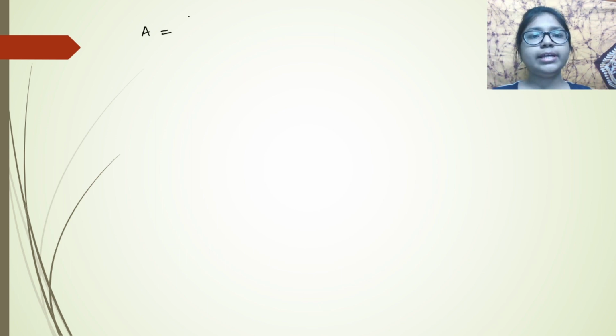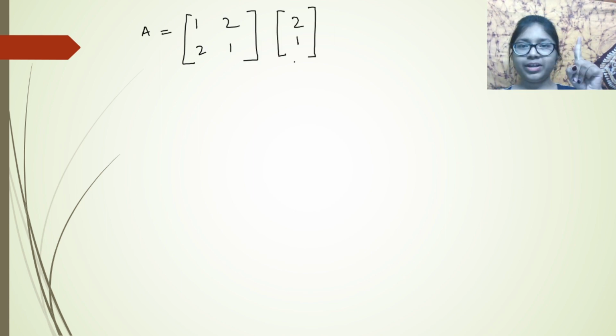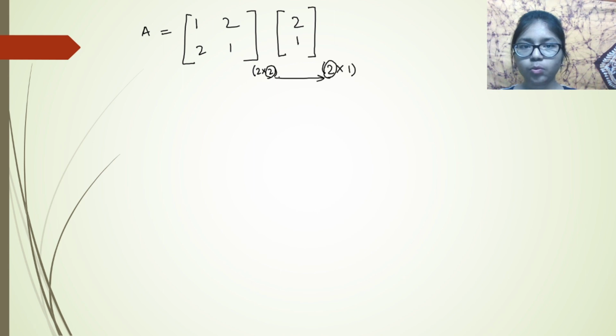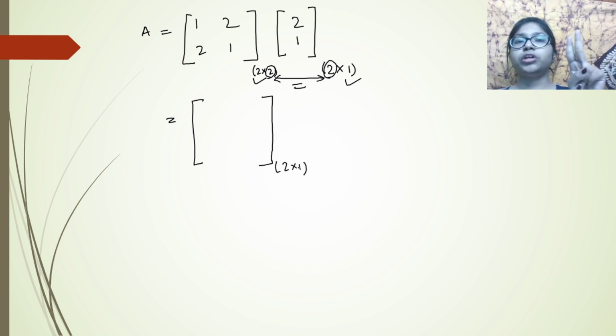Suppose A is given as 1, 2, 2, 1 and B is given as 2, 1. First step, check the order of the matrices. A is 2 by 2 and B is having 2 rows and 1 column, 2 by 1. These two numbers are exactly equal, and the resultant matrix will have the order 2 by 1. Keep this space bigger, okay? 2 by 1. Now, step number 2, draw the table in rough.